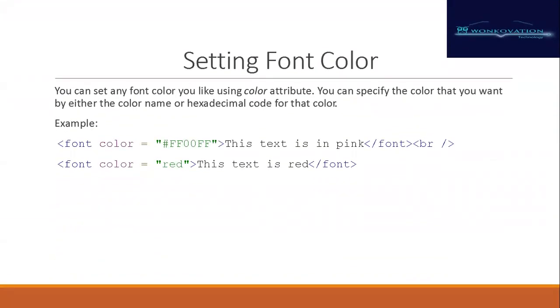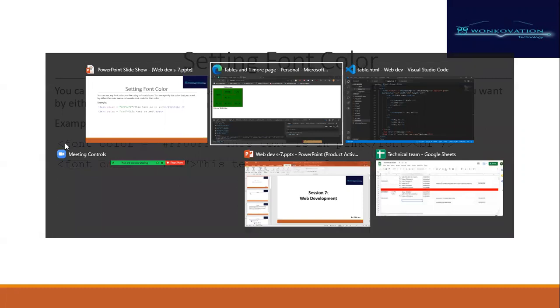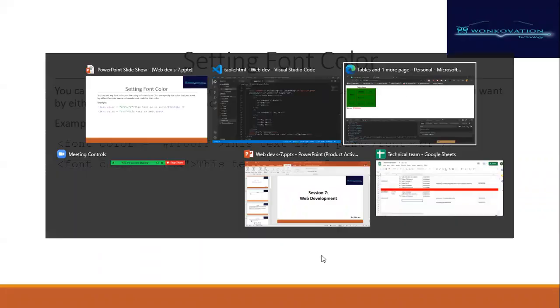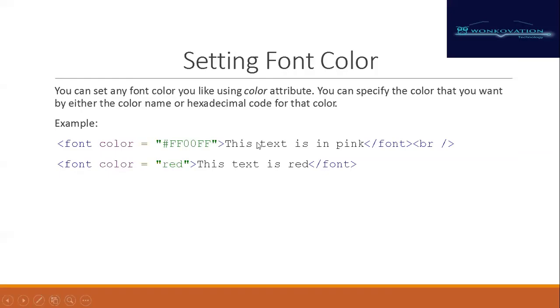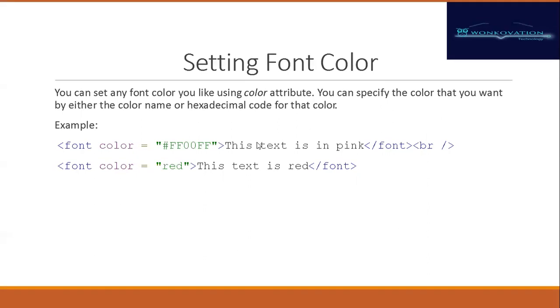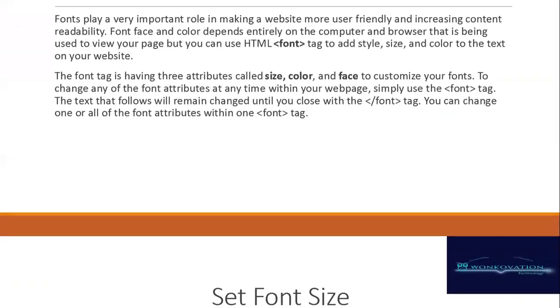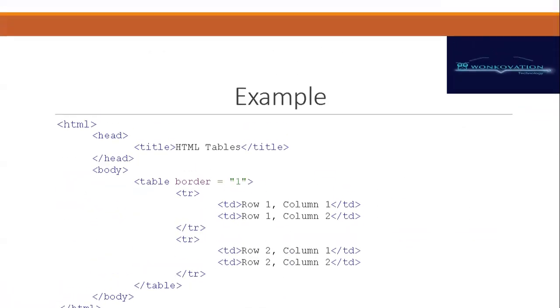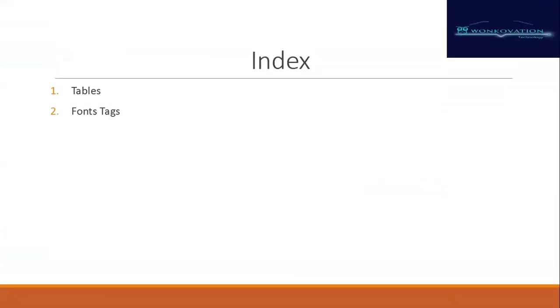Setting a color. You can also set a color by using the color attribute, whether it is RGB, hexadecimal, or a name. So over here you will write like this: color equals to red. Let's say red. It will be red in color. So color has been done. So this is all about the font. We have done the font face, size, and color. This has been all about tables and the font tag. So that's all for today, guys. Thank you.